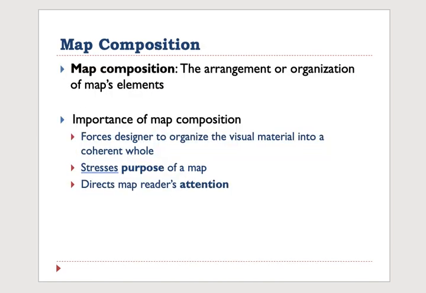So map composition is the arrangement or organization of a map's elements. The importance of map composition is that it forces the designer to organize the visual material into a coherent whole, and this stresses the purpose of a map and directs the map reader's attention.